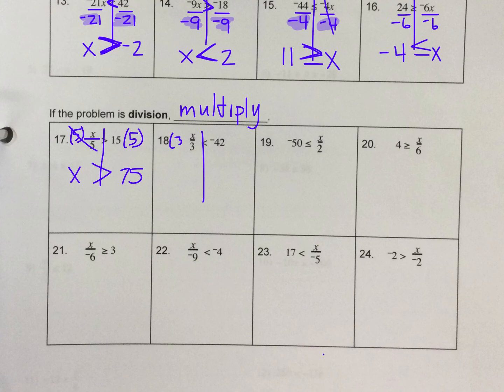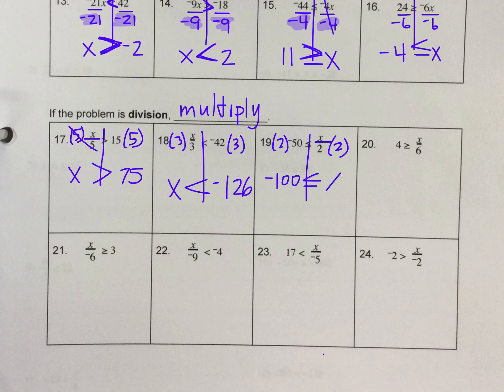This is being divided, so I want to multiply by 3. That was a regular 3. I'm just going to copy down my sign. -126. All right, we flip sides, but it's still being divided. I'm going to multiply. 2 times -50 is -100. I did not move a -2, so I copy my sign. Be sure your x stays on the side it starts on. Multiply by 6. 24 on this side. There's a regular 6. I'm going to copy the sign.